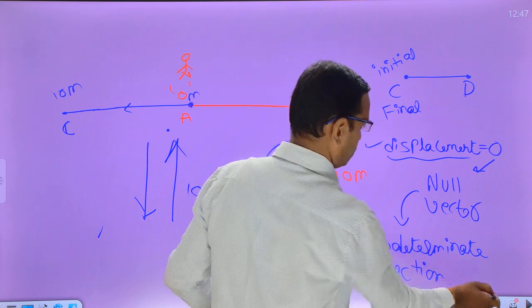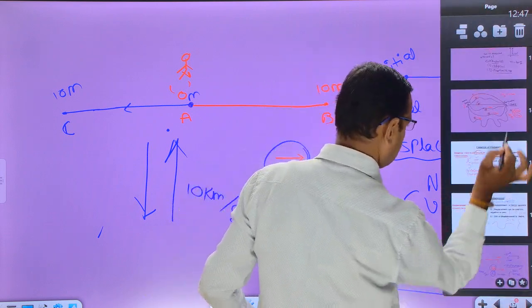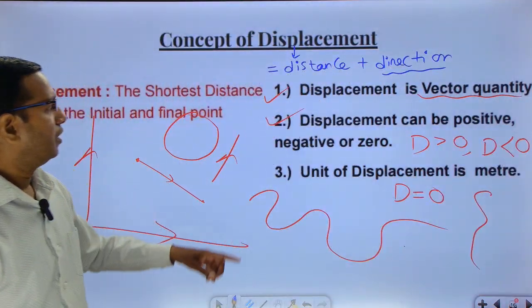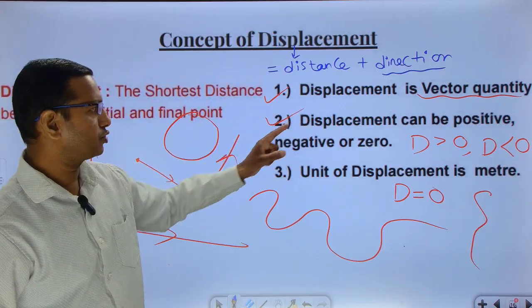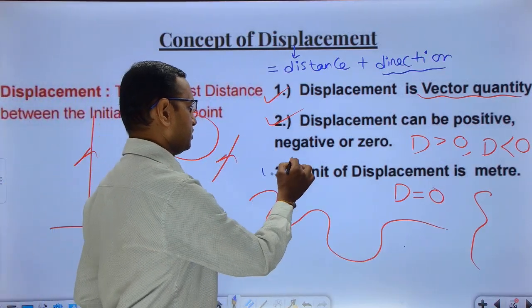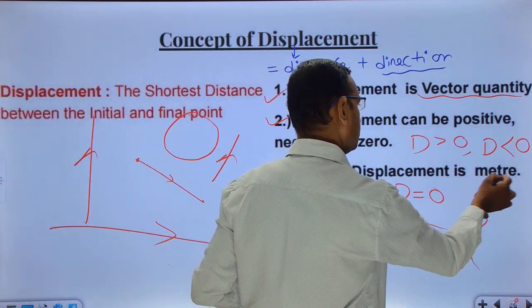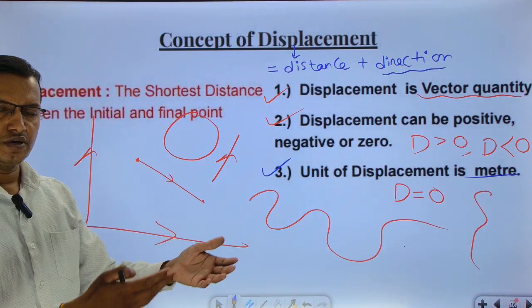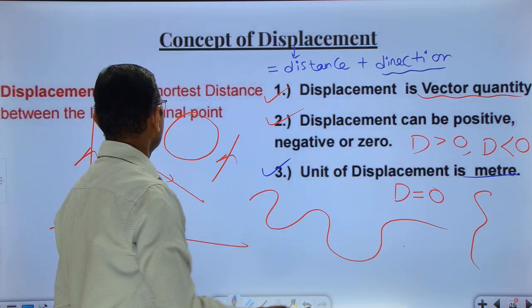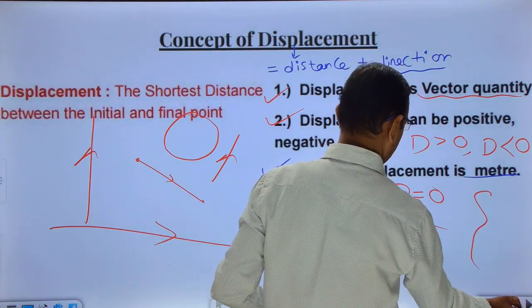Now let's go back to our concept of displacement. Remember, displacement can be positive, negative, or zero. Now coming to units of displacement. The displacement unit is the same as the unit of distance, so it will be in meter. The SI unit will be meter. If you want, you can measure in kilometers, millimeters and so on.